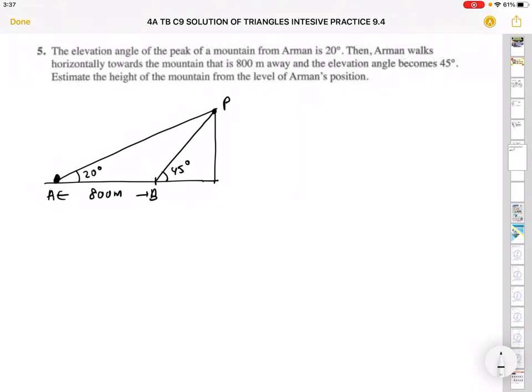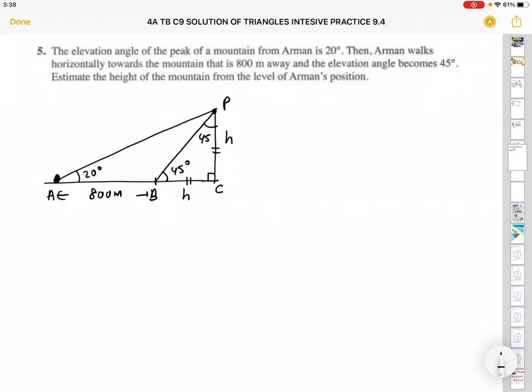Okay, we don't know the height of the mountain. We know this is 90 degrees. Maybe I call this C. The height of the mountain is PC. We can call it H, right? Since this is 45, this is 90, this is also 45. So that means it is an isosceles right-angled triangle. Therefore, BC and PC are the same. This should be just H.